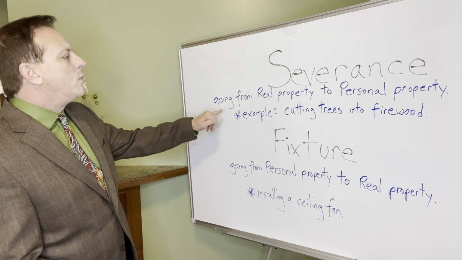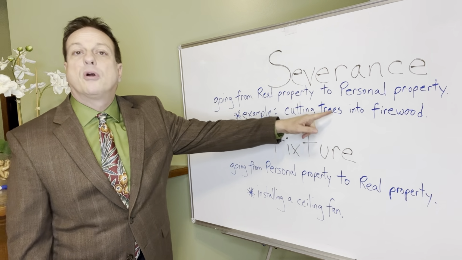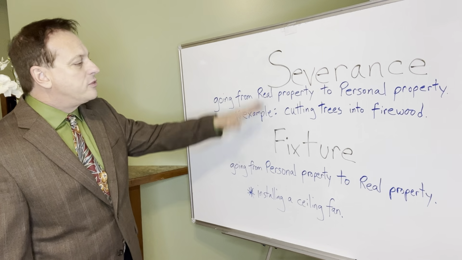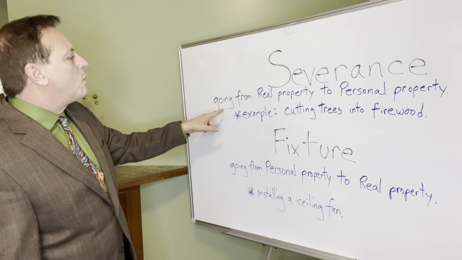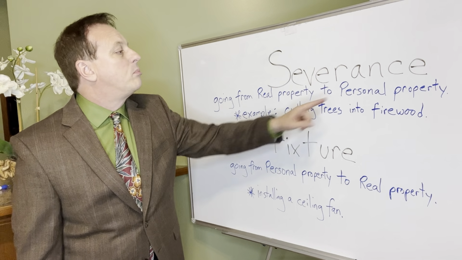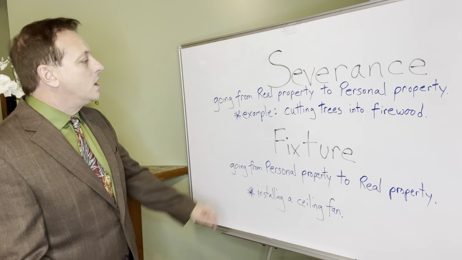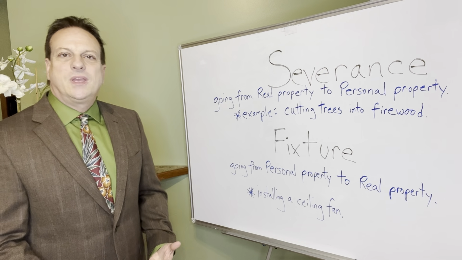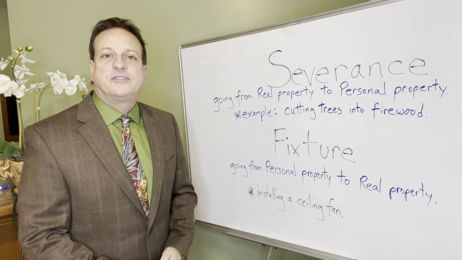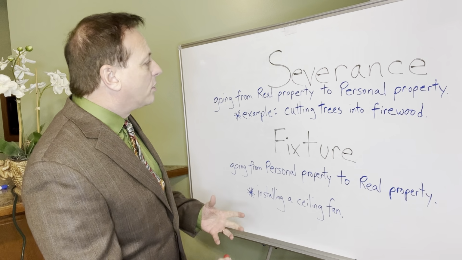Severance is going from real property to personal property. These are both changes in property. So severance is going from real property to personal property. For example, cutting trees into firewood. A tree is staying with the house. A tree is an appurtenance.